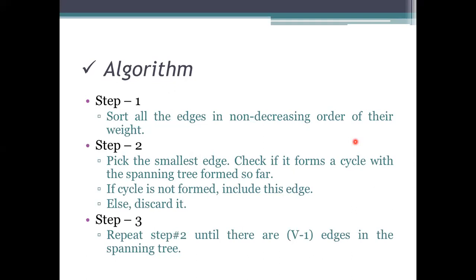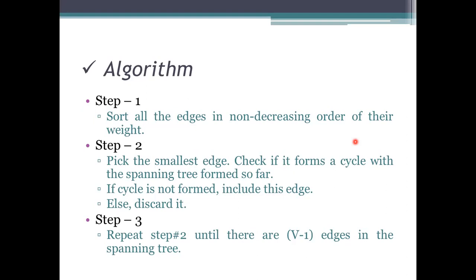We need to collect the edges and place them in increasing order, which means the first one will have the lowest, minimum weight, and then the higher ones, and so on. We display them with source and destination. And to start the algorithm, after placing them in order, we pick the smallest edge, which is the first one.